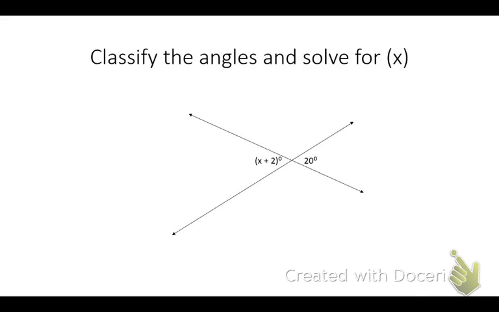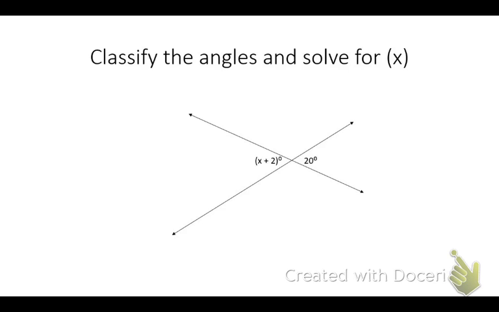Classify the angles and solve for x. There are 3 classifications: complementary, supplementary, or vertical. Those are the only 3 categories that have a specific total for the angle measurement or some way that I would know what it's supposed to be. So what kind of angles are these? Vertical. They are opposite each other. So what do we say about vertical?